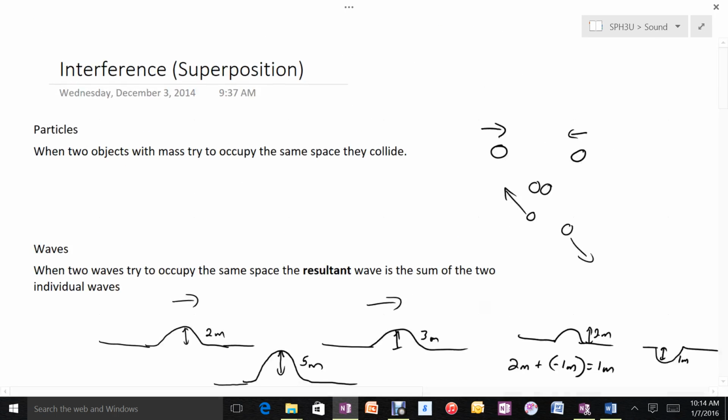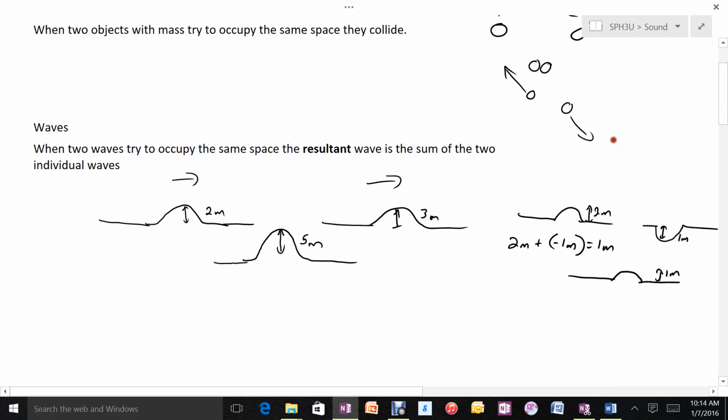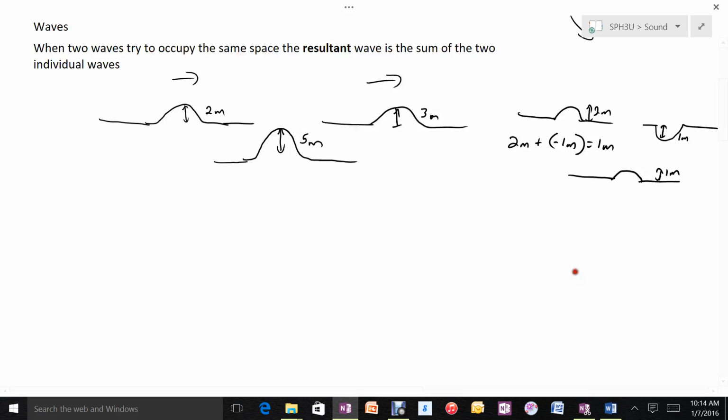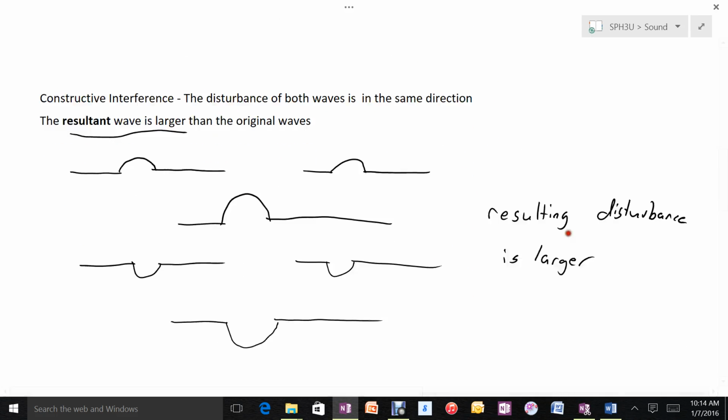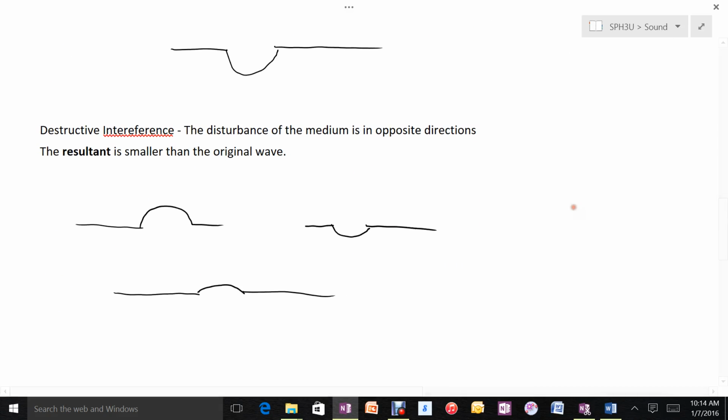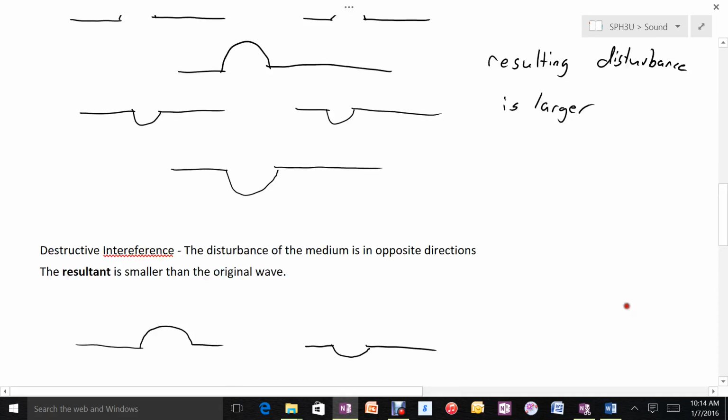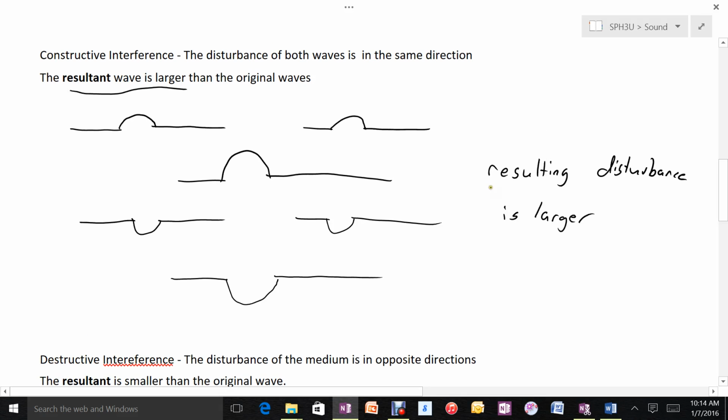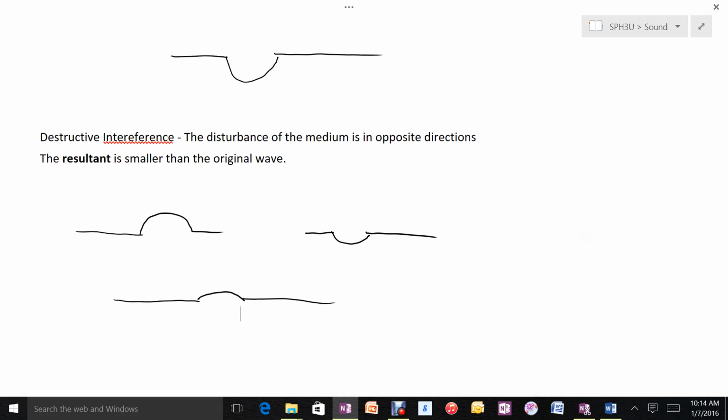Particles collide. They cannot occupy the same point in space. They bounce off each other. Waves combine. When they do, we can get bigger waves or we can get smaller waves, depending on whether or not the original disturbances are working together or working against each other.